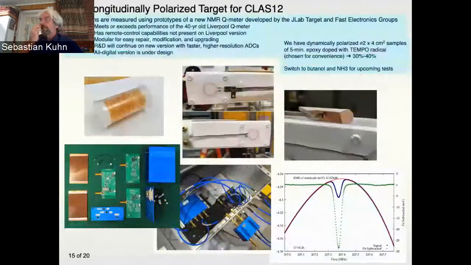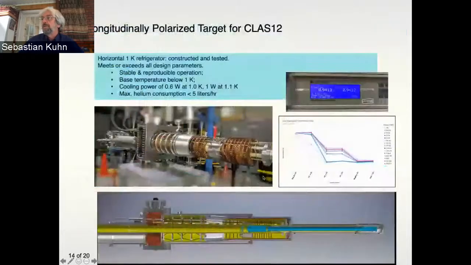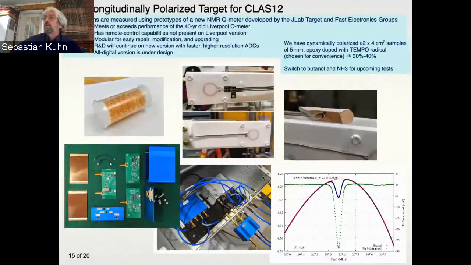Then some of the other important ingredients. These are first tests for the NMR coils. This is a mock-up of the microwave radiator. We built our own replacement for the so-called Liverpool Q meters, which are getting very old and for which there are no spares. So we already have electronics in hand that are at least as good as the Liverpool Q meters, but more modular, more modern, easy to fix if necessary. And we are still doing some R&D to see whether we can improve further on that.